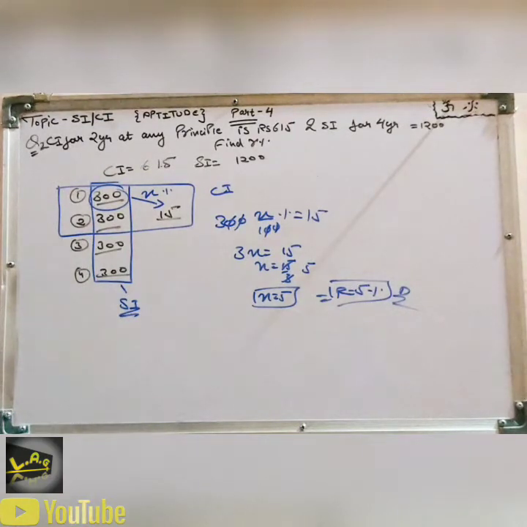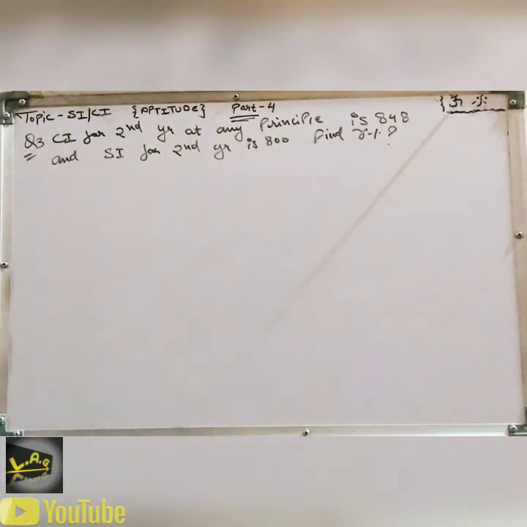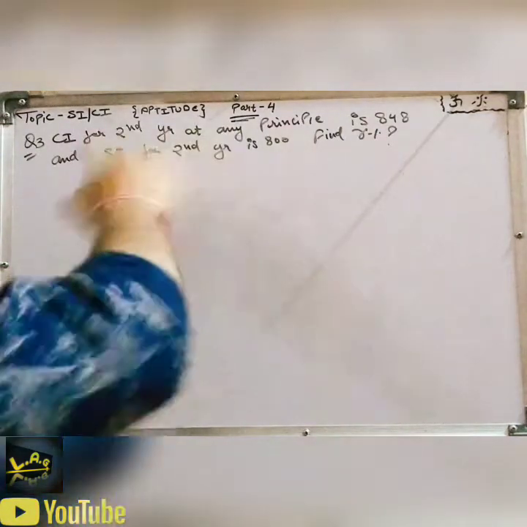So let's start with the third question. Okay, so this is the third question, same as the second question, but here is some trick. Just read very carefully what has been written. CI for second year at any principal is 848 and SI for second year is 800. Find the 8%. Now what will you do, 400 and then 48, but that is not what is mentioned. It is mentioned the second year, not the second term, which means we would put this into the dashes 1 2 3 4 how many years, but it is specifically mentioned for the second year.